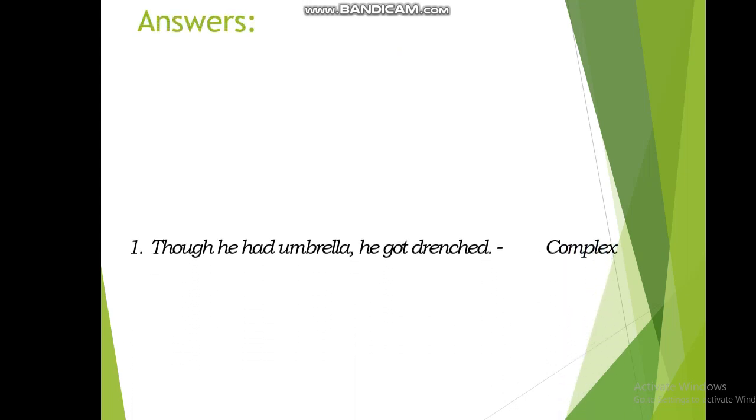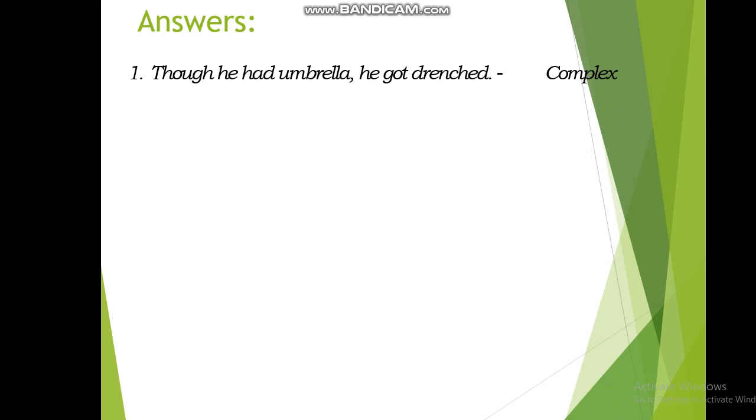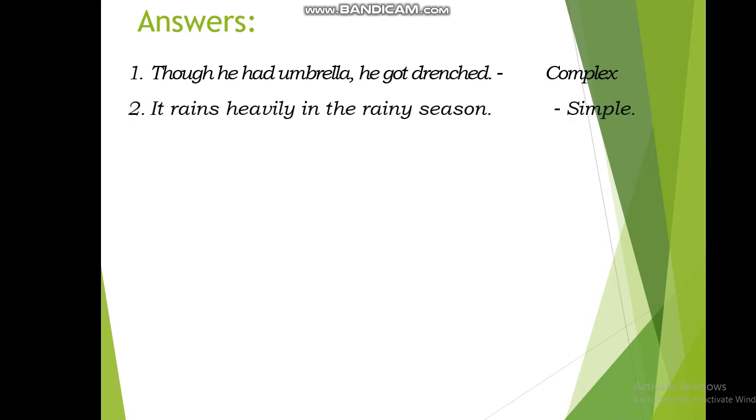First one: though he had an umbrella, he got drenched. It is complex. Why is it complex? You can see here is a subordinate conjunction, that is, though. Though makes a relation between the two parts of the sentence. So this is a complex sentence.